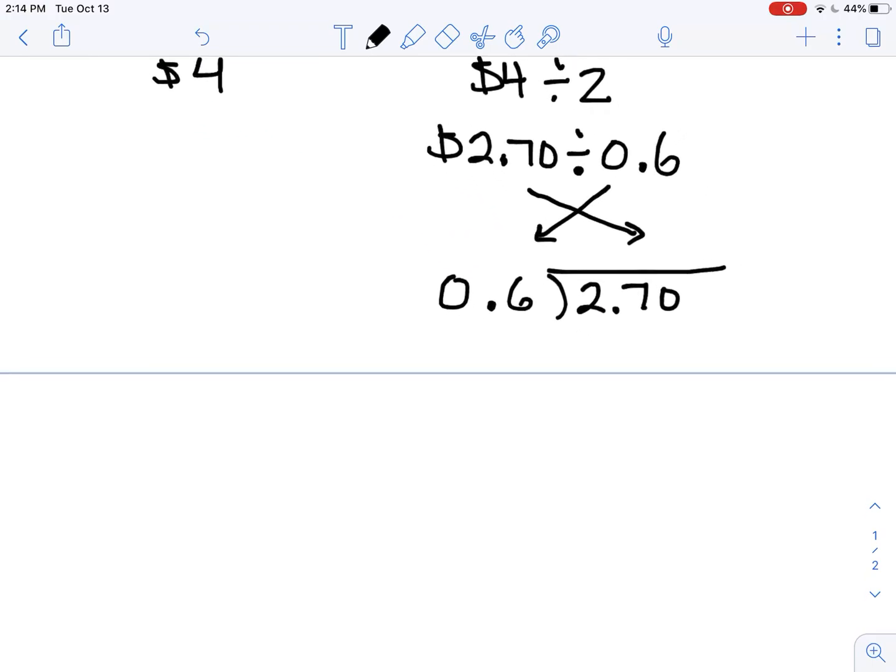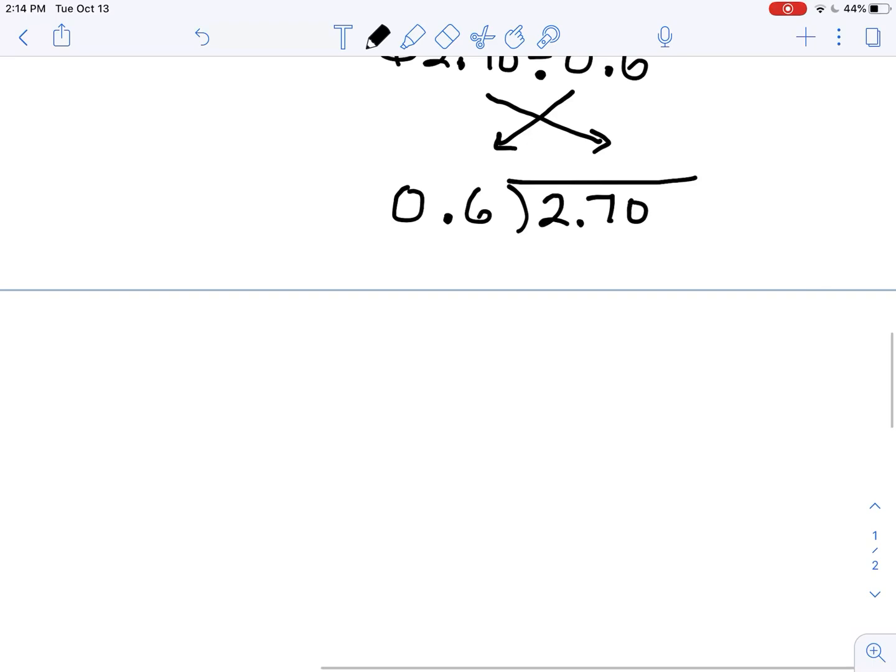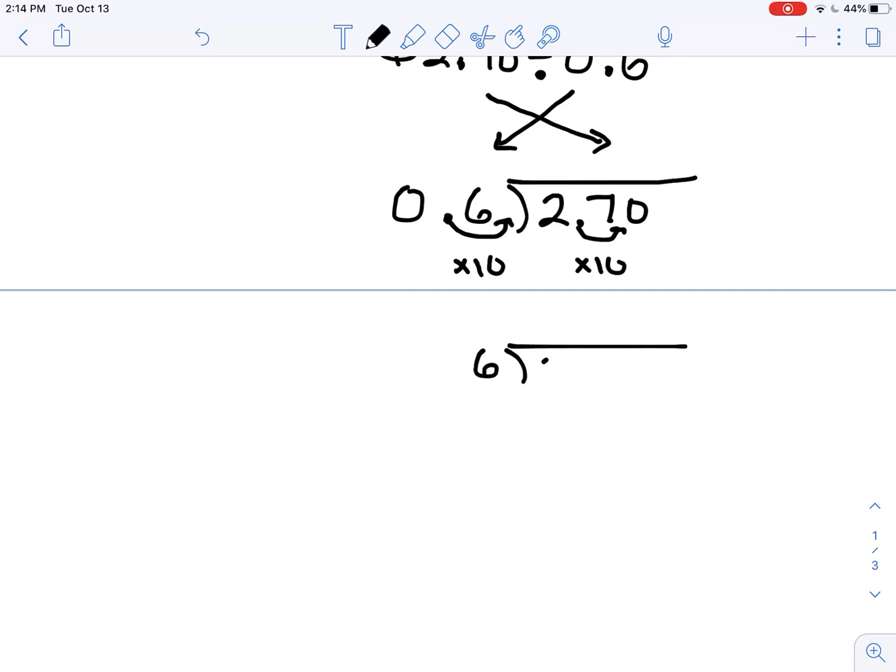Okay, so we can't divide with decimals in the divisor here. So I'm going to move it over one place, multiply by 10. We're going to move it over one place in the dividend as well, multiply that by 10. So our new problem is 6 going into 27. All right, well, 6 can go into 27 4 times. That's 24. When we subtract, we have a difference of 3.